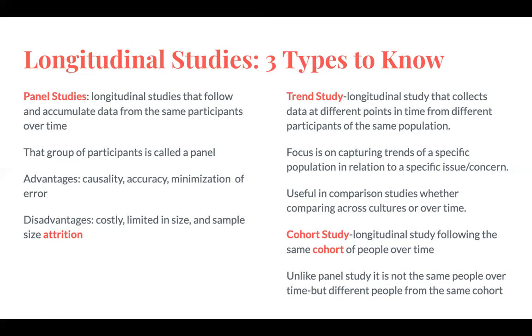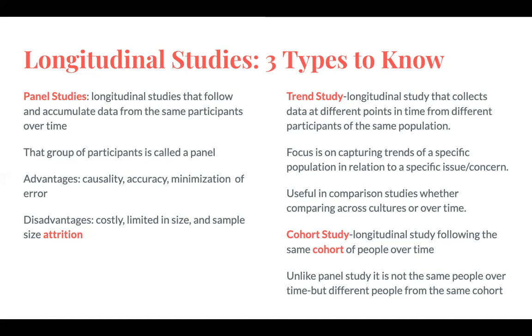And the final type of longitudinal study that your book goes over is a cohort study. This is a longitudinal study that follows the same cohort of people over time. It is in some ways not the same as a panel study, because it's not the same people over time, but different people from the same cohort.